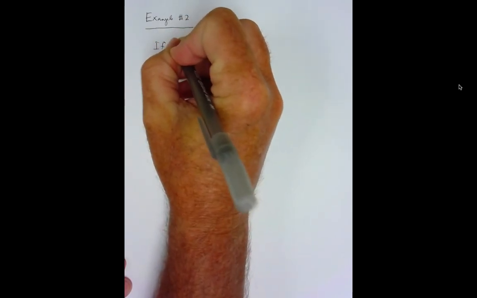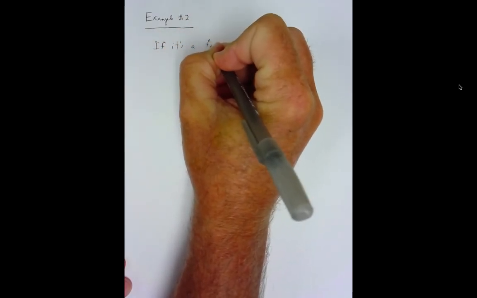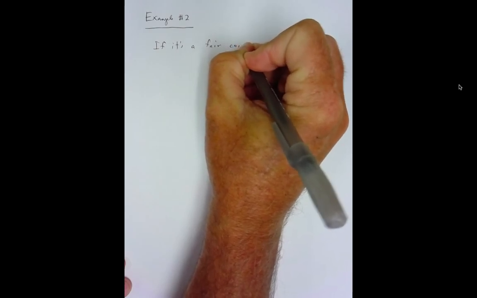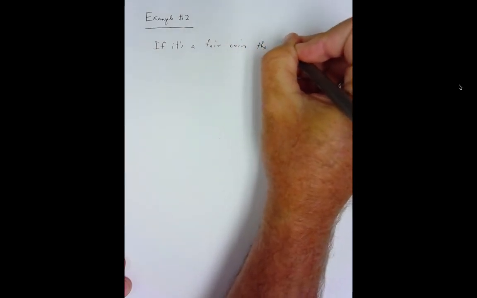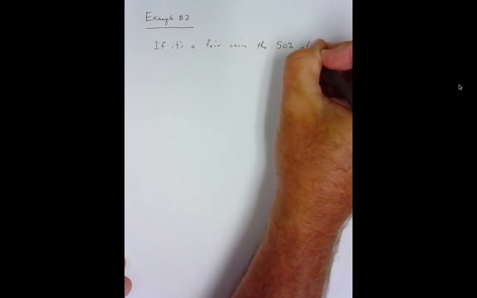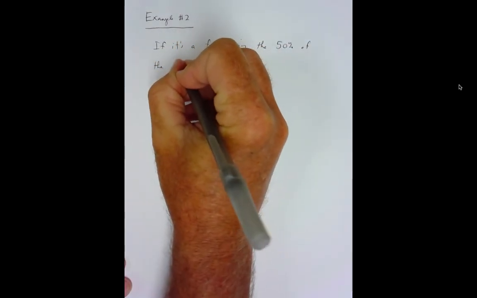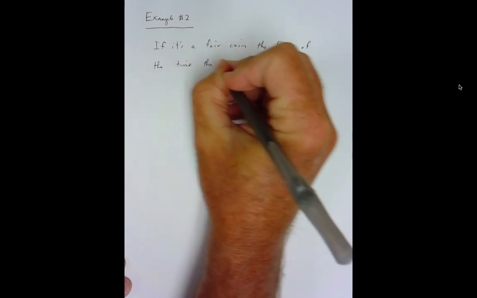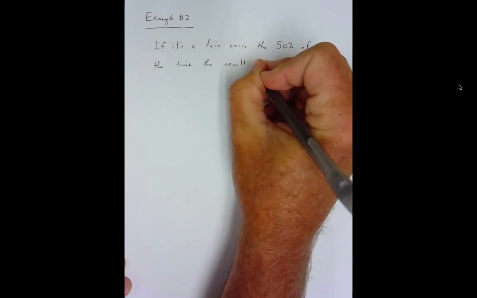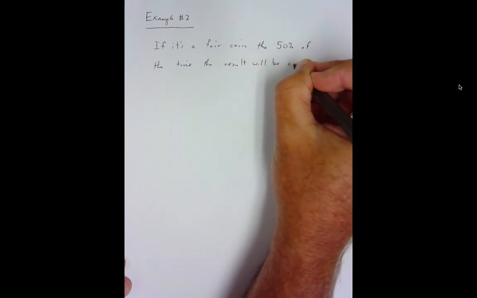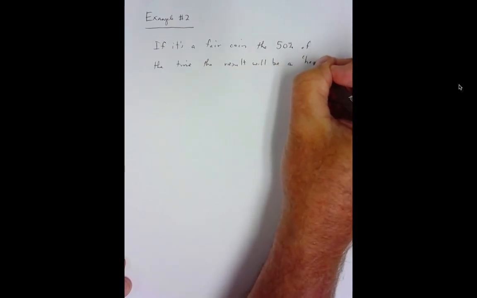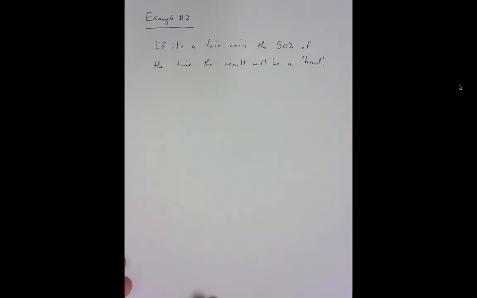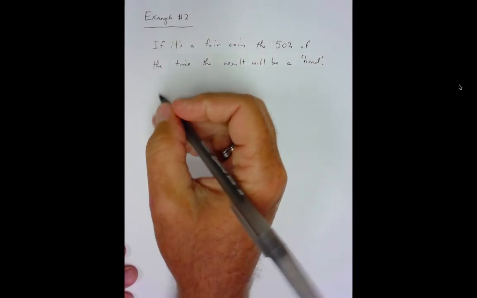All right, look at another example. You really feel there's something up with your brother flipping this coin, okay? And so if it's a fair coin, then 50% of the time, the result will be a head. Okay, is everybody okay with that? Problem number 1.